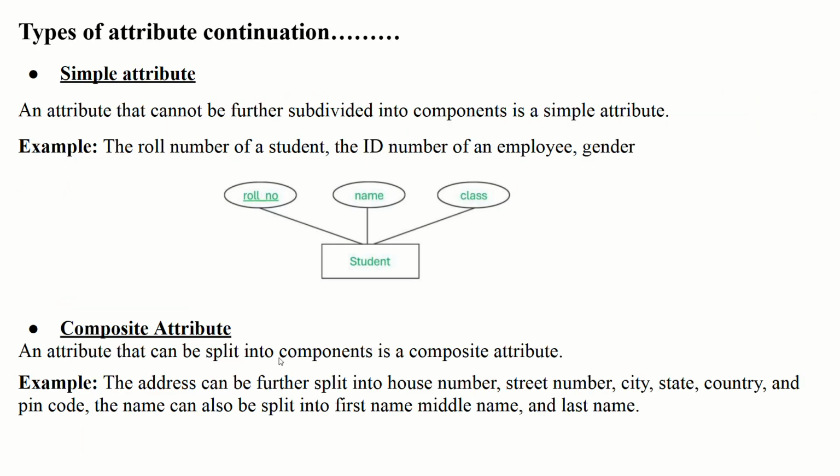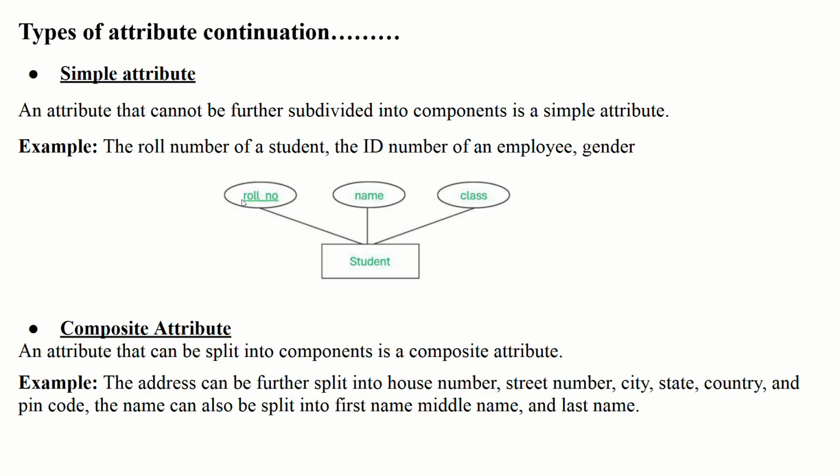Now, the first one is simple attribute. A simple attribute is one where, if we refer to a particular attribute or feature, we cannot divide it into further components. See this example. Student is the entity. Student has these properties: roll number is one property, name is another, class is another. Here, this roll number we cannot further decompose.